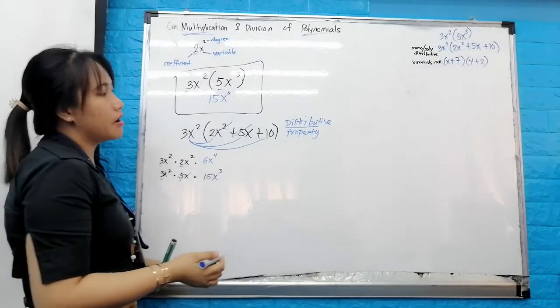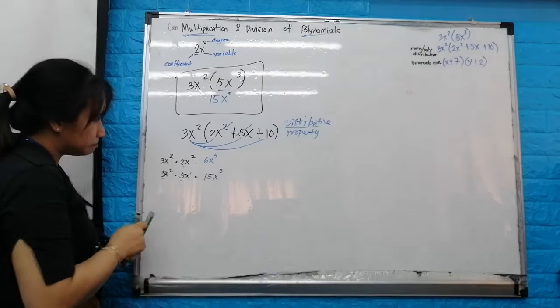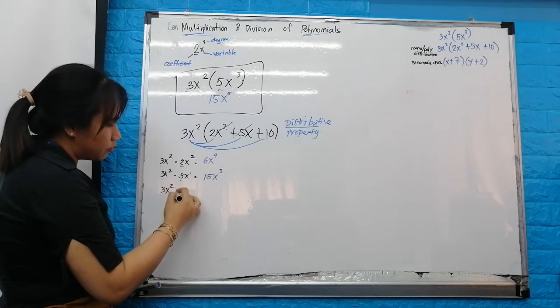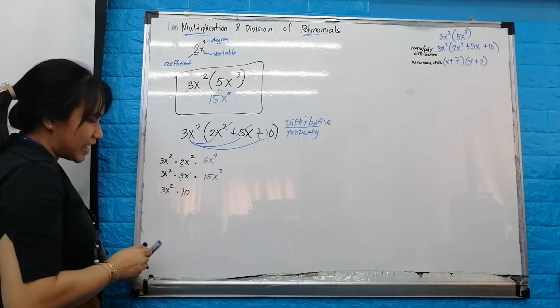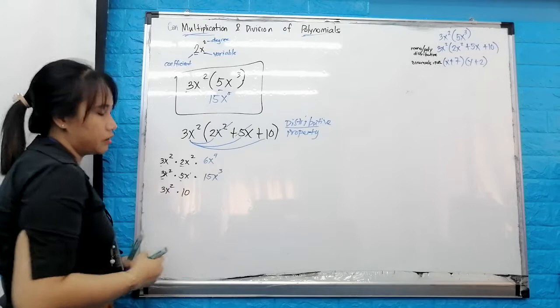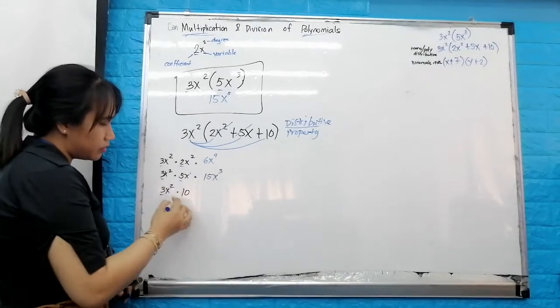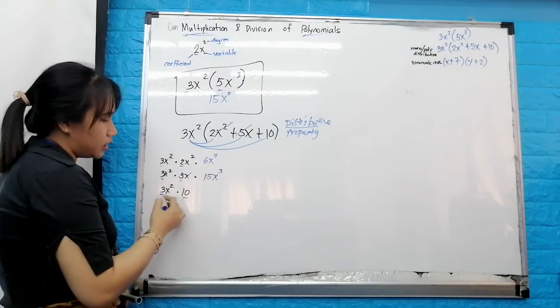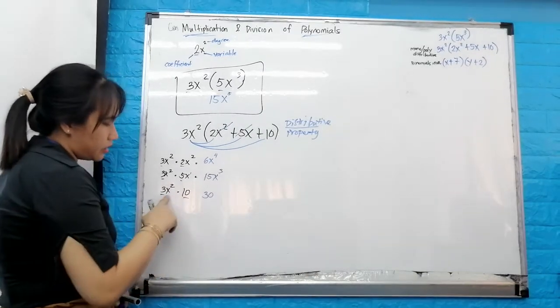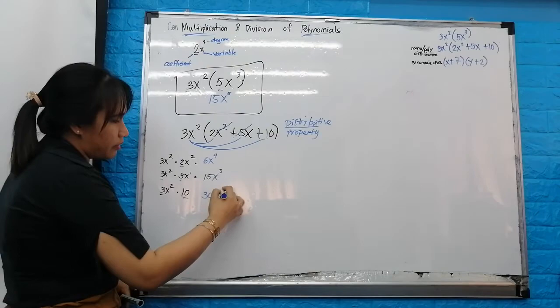Let's proceed to your third term. Your monomial is 3x squared, and you multiply it by 10. In this case, you don't have a variable, so you don't have any degree. So what are you going to do? Take the number, the coefficient: 3 times 10 is 30. And then you just write your variable here.